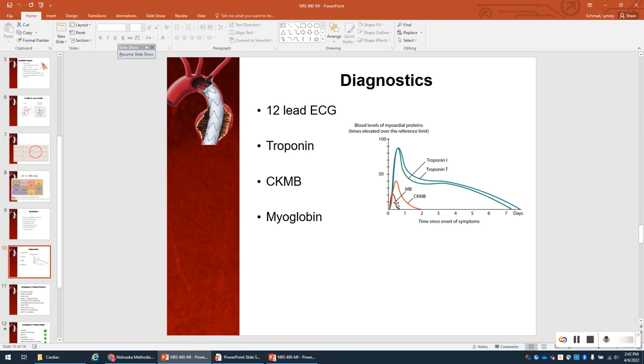So these levels will increase after 4 hours, peak around 12 hours, and the majority of protocols will require troponin levels to be drawn Q6 hours for 3 times. Troponins typically take about 10 days to 2 weeks to return to normal, or less than 1.